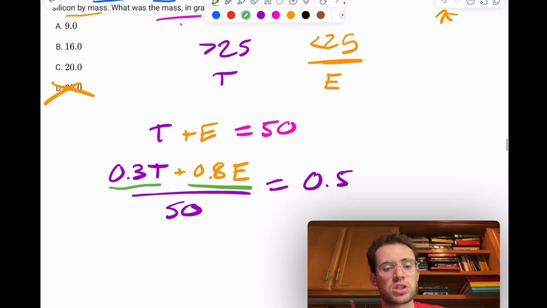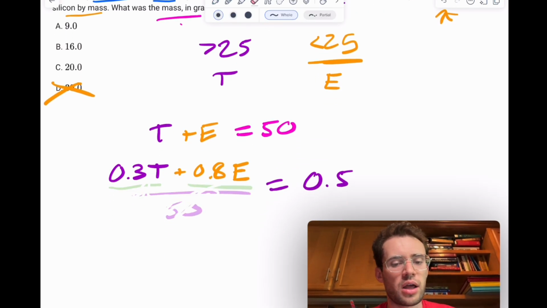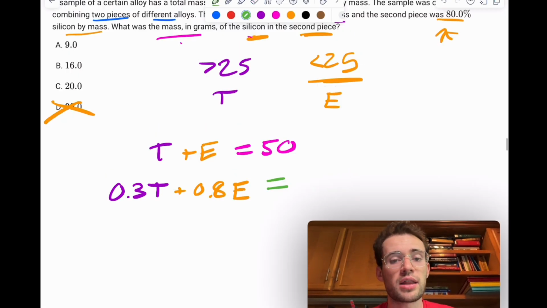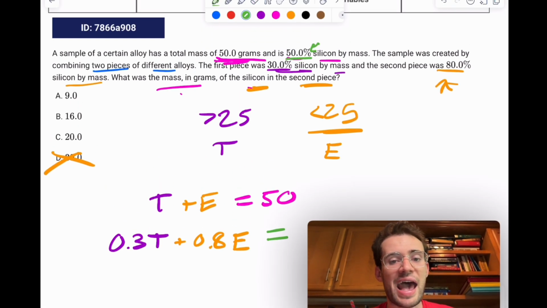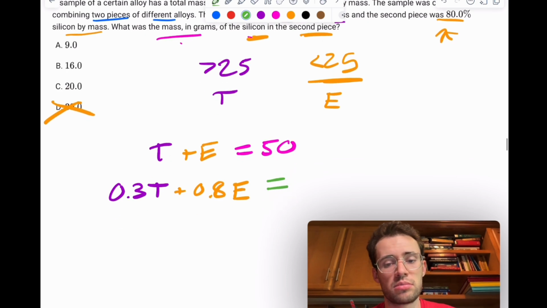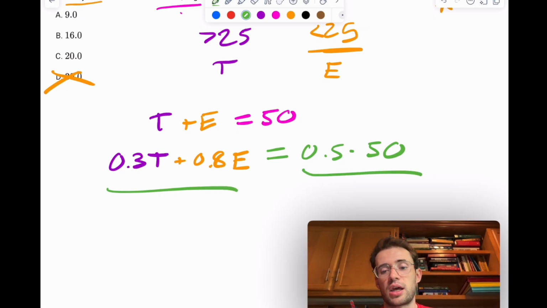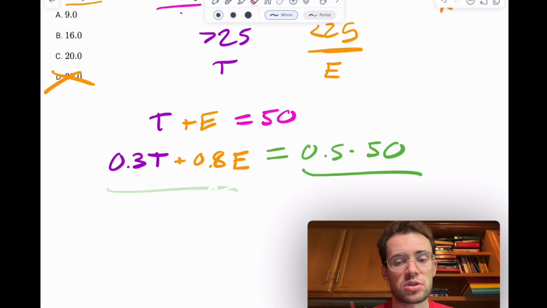So you could write it like this, or if you want, you could just go, okay, well, if the left side is the total mass of silicon, we know that the total mass of silicon is going to be half of the 50-gram sample. So you just write 0.5 times 50 on the right side. Right, so we have the total mass of silicon in the alloy on the left side and the total mass of the silicon in the alloy on the right side.